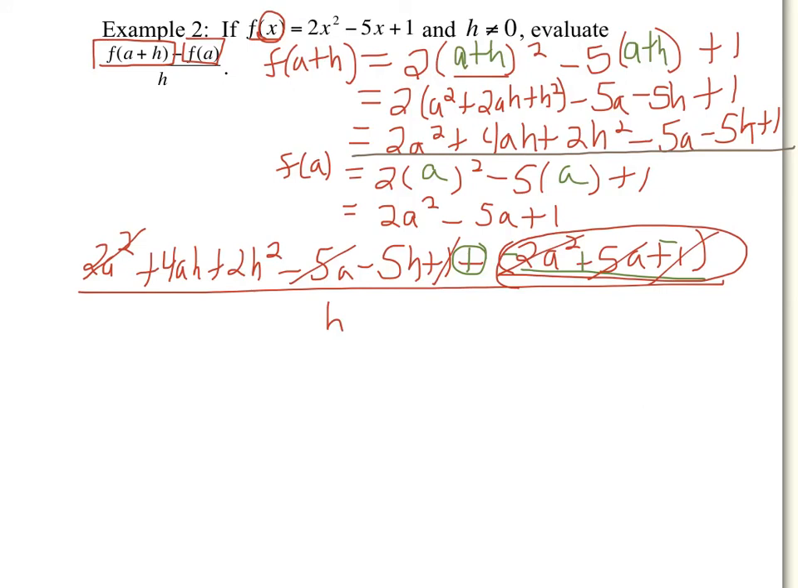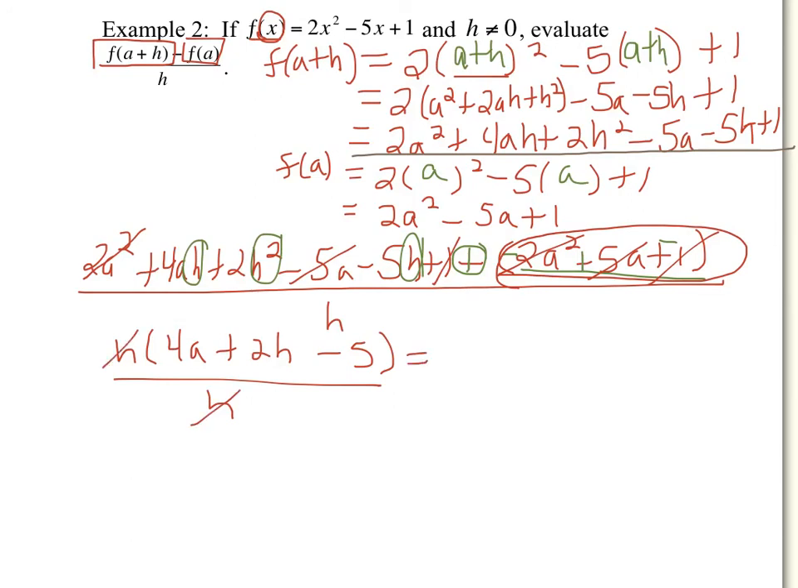With that being said, since I have this h here, two h's here, and an h here, I'm going to go ahead and factor that h out front. So I'm going to bring that h out front, leaving me with 4a for the first term, 2 h's for the second term, and a minus 5 for the last term. Now that's still all over h. Now that I factor that h out, I can go ahead and reduce, getting me a generic equation, and this is just a slope equation for any starting x value and any distance from that x value.